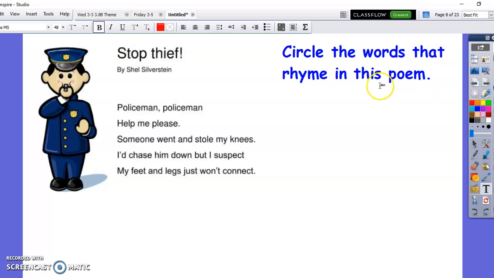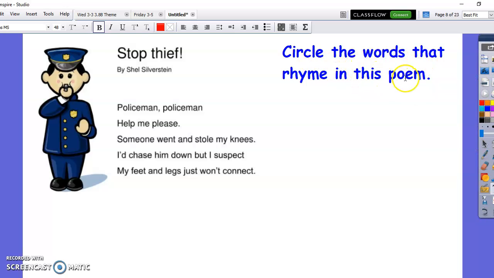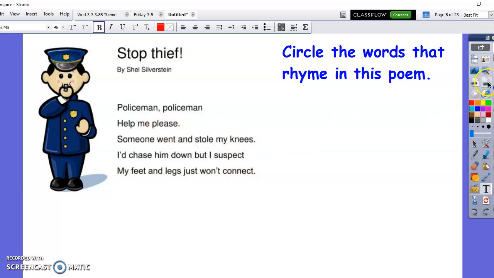Circle the words that rhyme in this poem. Stop thief. Policeman, policeman, help me please. Someone went and stole my knees. I chased them down, but I suspect my feet and legs just won't connect. Please, knees, suspect, connect. Again, it's the words at the end of the lines.